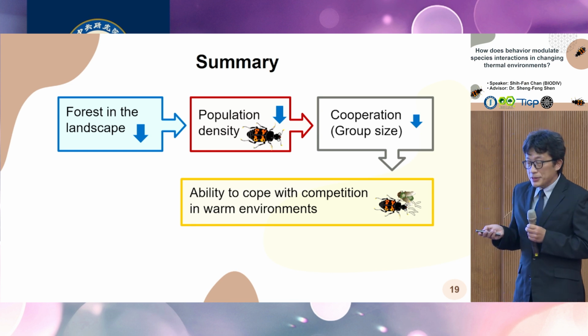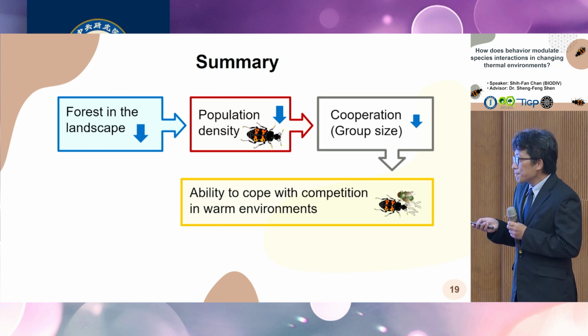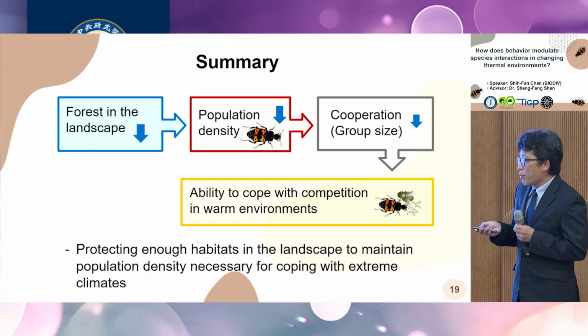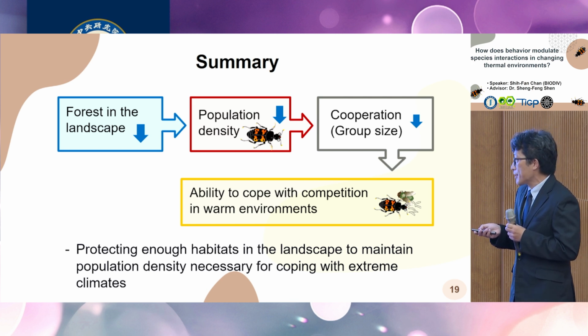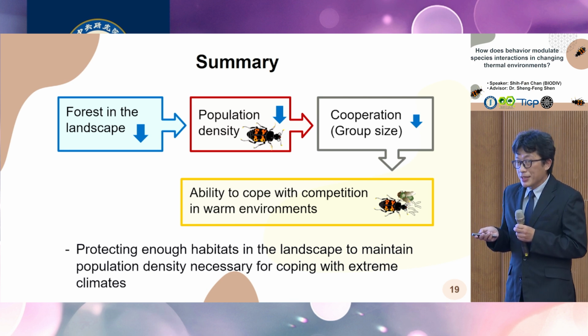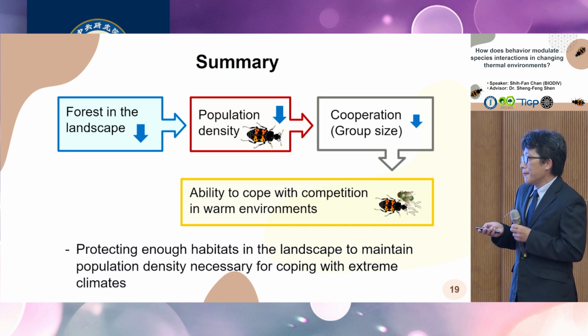Our results also let us know that for conservation practice, it is important to protect enough habitat in the landscape to maintain the population density of organisms, which can let them cope with the challenge from the changing climate.